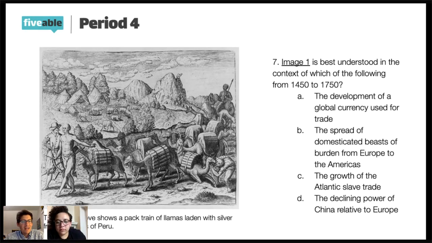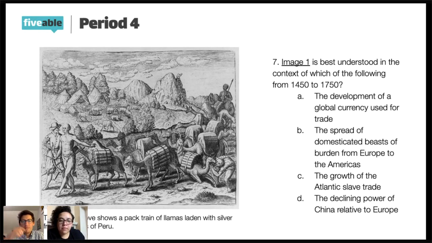But one thing I know in this time period is that China was not necessarily declining yet relative to Europe. It's going to be vacuuming up silver in this time period. And beyond that, nothing about this image really makes me think China and Europe. So I throw that one out.